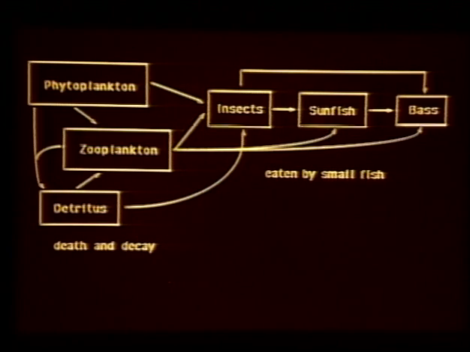As shown in this diagram, phytoplankton are consumed by zooplankton. Zooplankton in turn are consumed by insects and juvenile sunfish and bass. Insects are consumed by sunfish and bass, and sunfish and small bass are eaten by large bass. All dead organisms, including phytoplankton and zooplankton, form detritus, an organic material, as they decay. Detritus contains many nutrients, such as minerals, which are recycled back into the food web by zooplankton and insects which feed upon it.